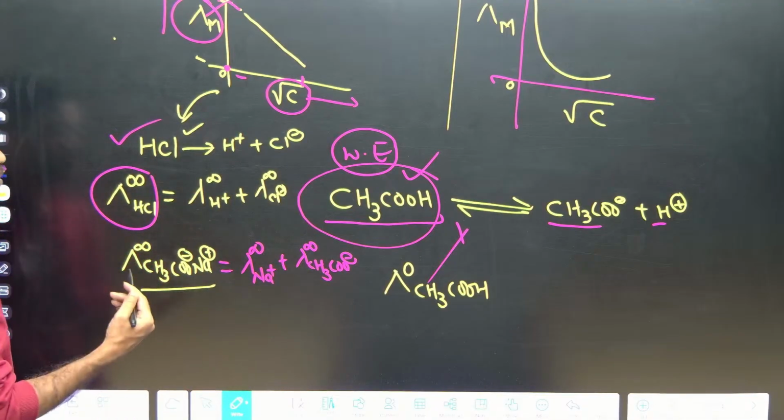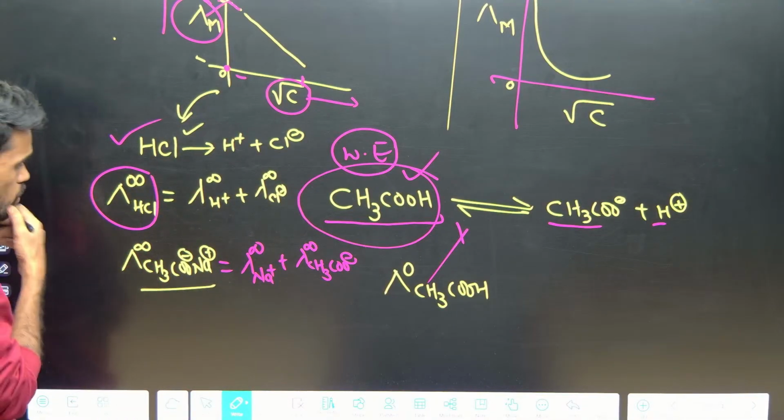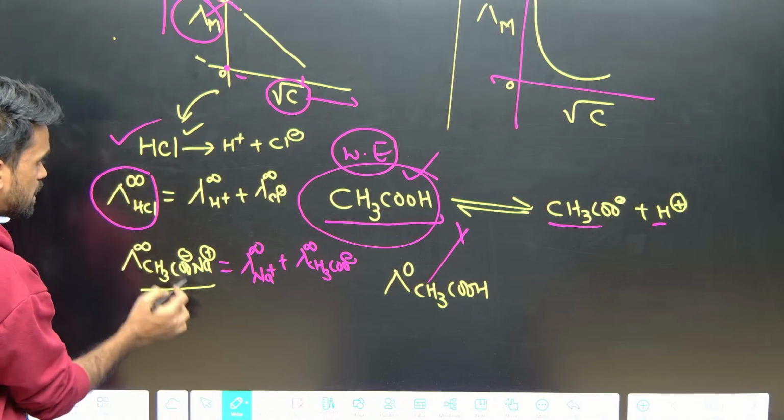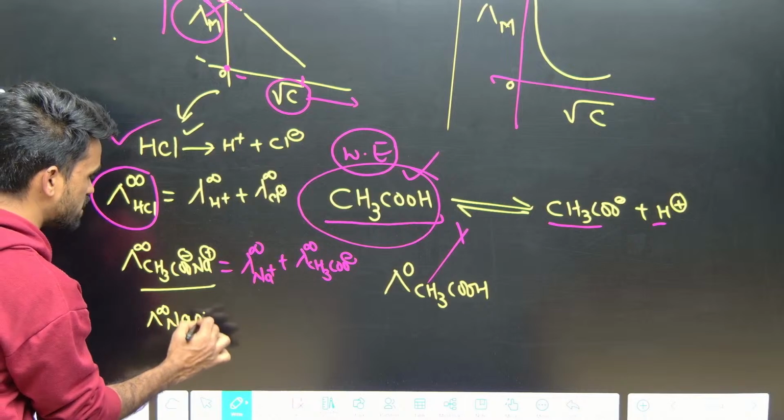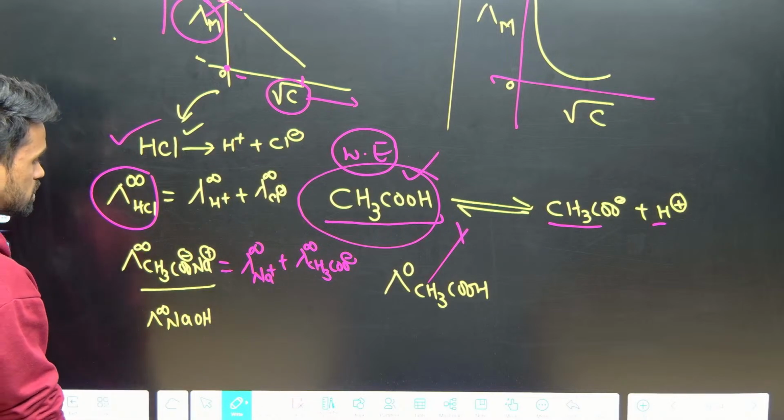And one more thing you can take: you have acetic acid, acetate ion and HCl. Next, I am using the limiting molar conductance of NaOH here. So what is the use of this NaOH? I will tell you.